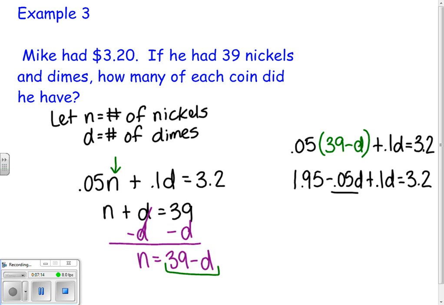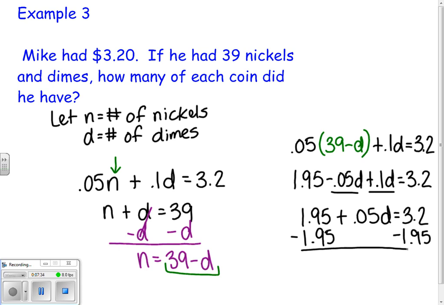I'm going to combine like terms next. The 1.95 does not have any like terms to combine, so I don't have to do anything with it. But if I combine the negative 0.05d and the 0.1d, I get a positive 0.05d. Decimals galore in this one. Subtract 1.95 from both sides. I end up with 0.05d equals 1.25.